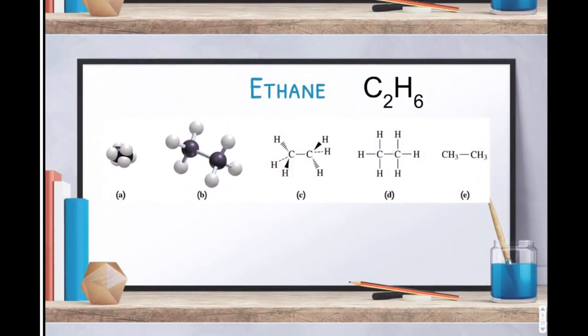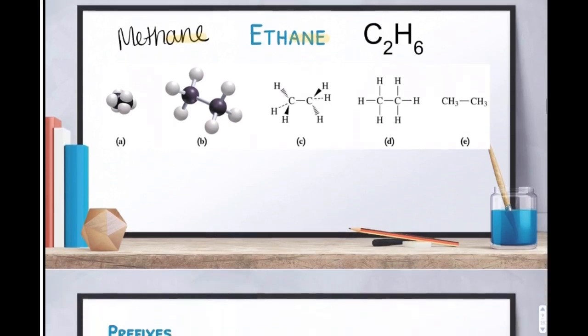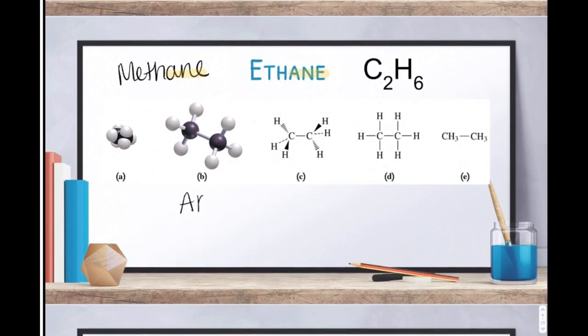Our next molecule we're going to look at is ethane. What I want you to notice as we look at these is, remember we had methane, and what do you notice about the names of these organic compounds? Right, the ending is ane. That ending ane means all single bonds. We're going to look at this a little more in depth later. That is called an alkane.